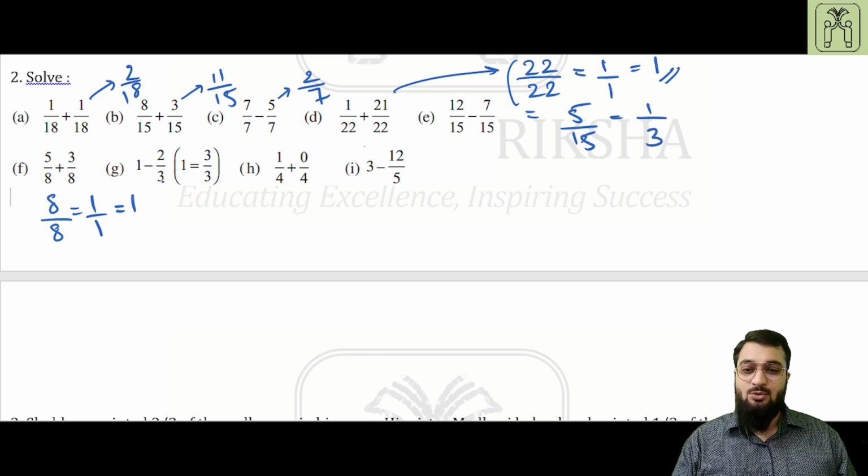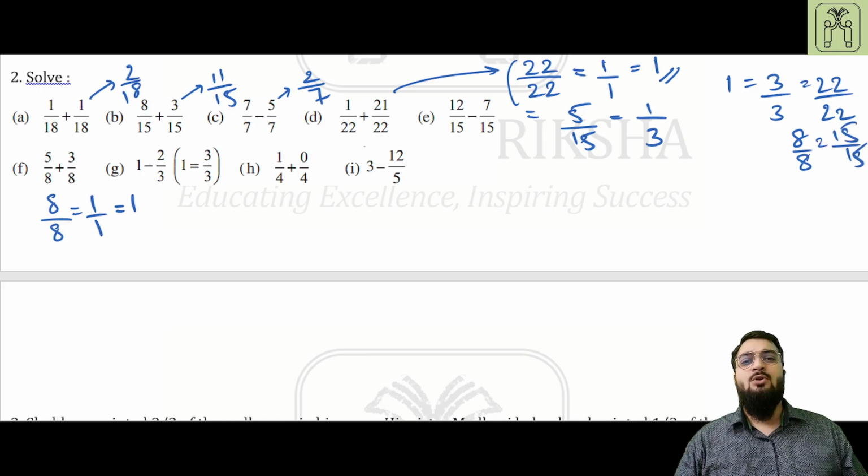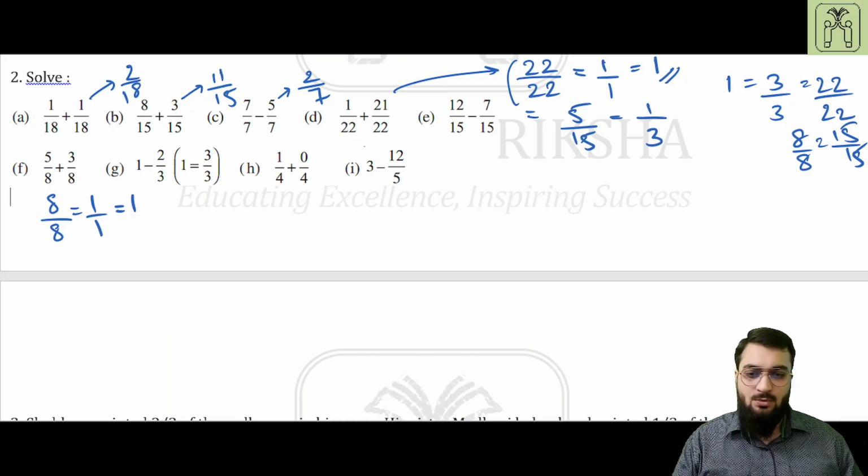Part G: 1 minus 2 by 3, and 1 is equal to 3 by 3. Okay, this is a hint that is given in the question itself. 1 is equal to 3 by 3, so we already know about that. It is equal to 22 by 22, it is equal to 8 upon 15 and so on. Whatever the denominator, if the numerator is the same, it is equal to 1.